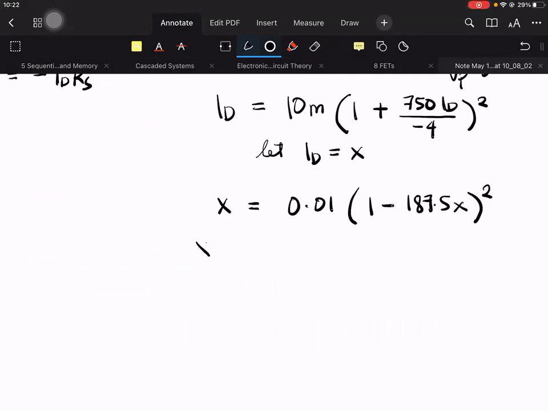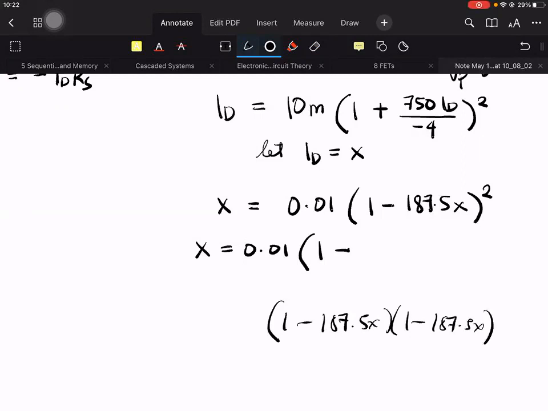So, X is equal to 0.01 times (1 minus 187.5x)(1 minus 187.5x). This is the FOIL method, right? So 2 times 187.5 is 375, minus 375x, plus 187.5 squared, which is 35156.25.